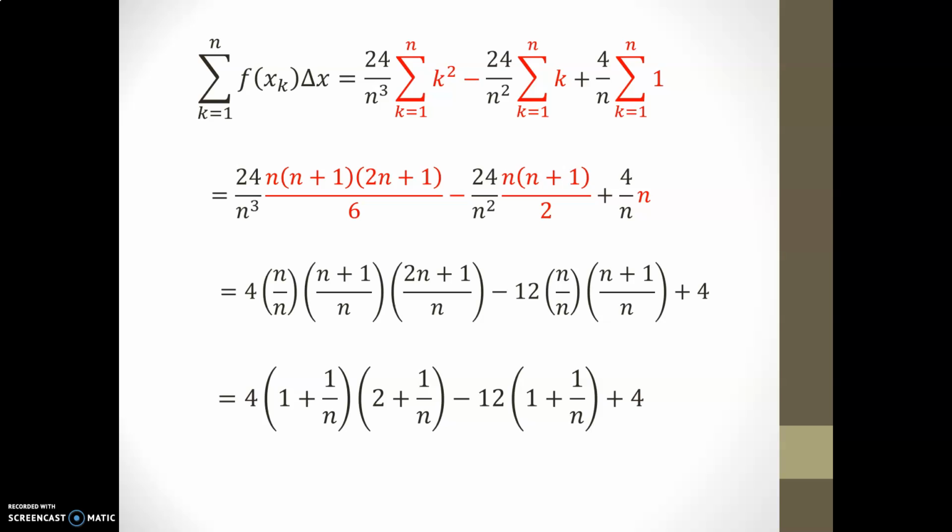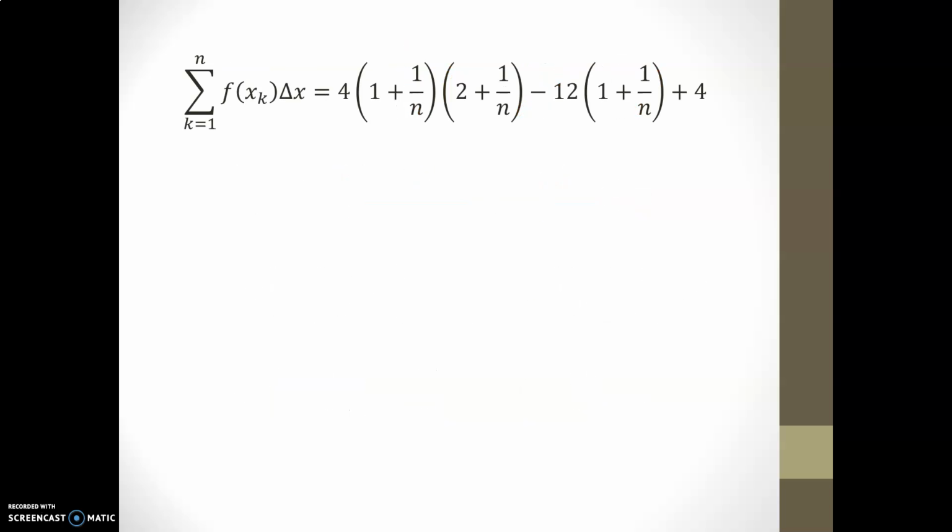Again, the reason for doing this is that it makes the limit process much easier when we realize that 1 over n will become 0 as n goes to infinity. So for now, this is a general expression that represents the Riemann sum when n rectangles are being used with also the right-hand points of each subinterval.